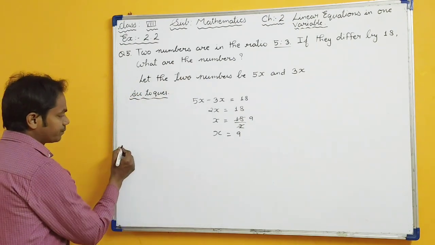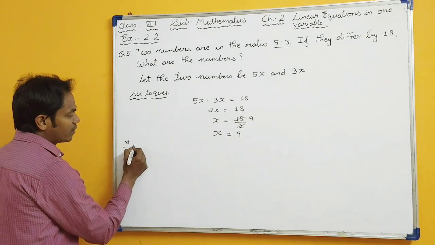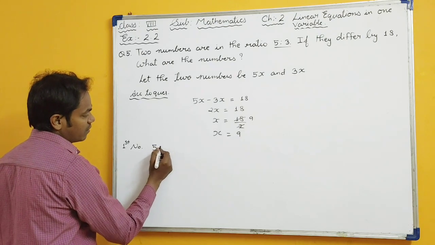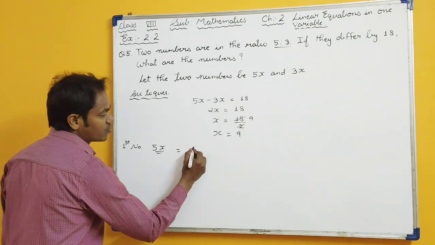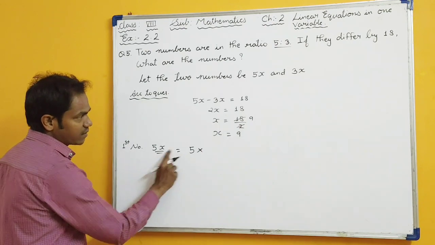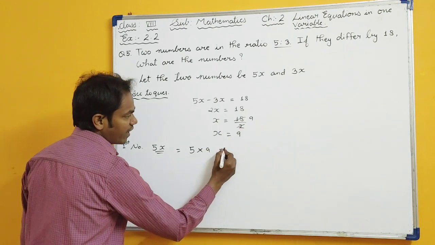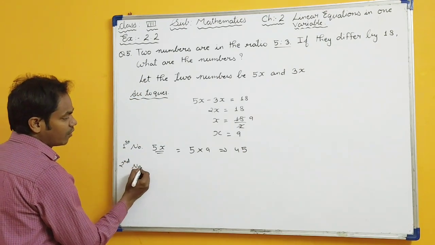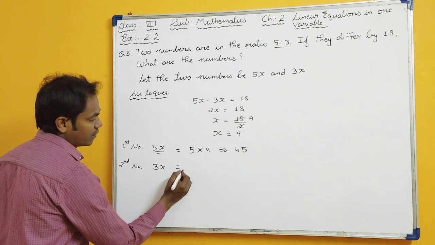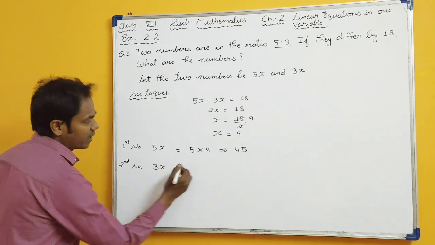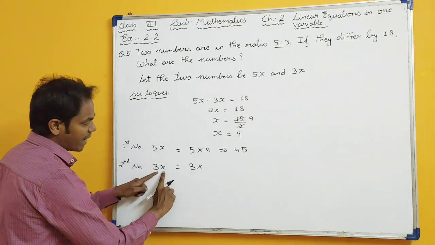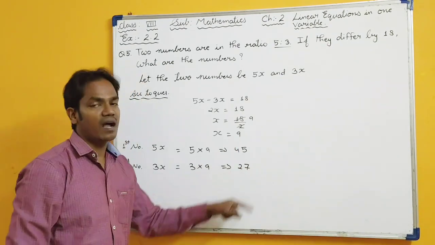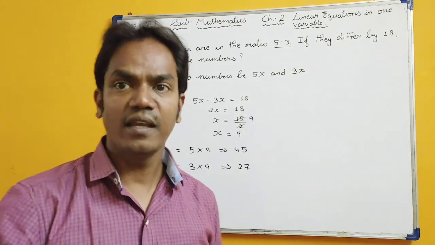What are the numbers? The first number you assumed was 5x. So 5 multiplied by x. What is your x? 9. So 5 9s are 45. And your second number, what have you assumed? 3x. 3x means 3 multiplied by x. What is your x? 9. 3 9s are 27. These are the two numbers, 45 and 27.